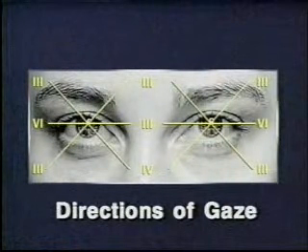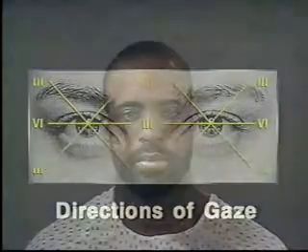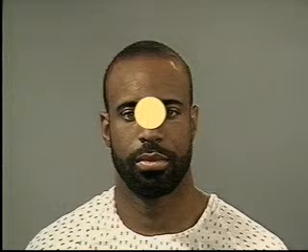Now check the extraocular movements in the 6 cardinal directions of gaze. From 2 to 3 feet in front of the patient, ask him to look at your finger as it moves to the patient's far right, to the right and up, to the right and down. Now move your finger to the far left, to the left and up, and to the left and down.